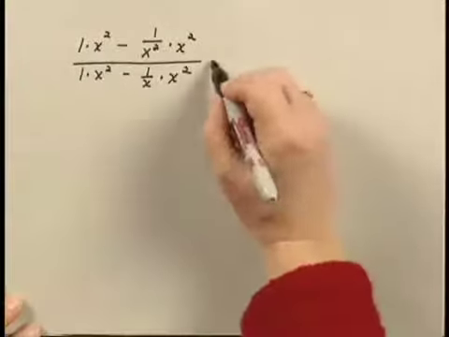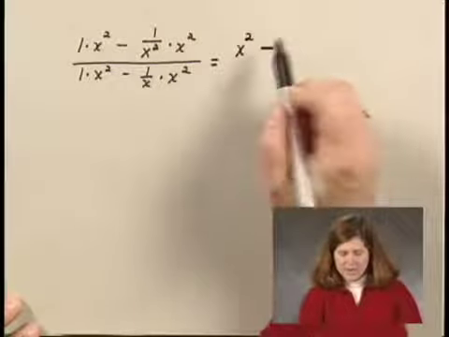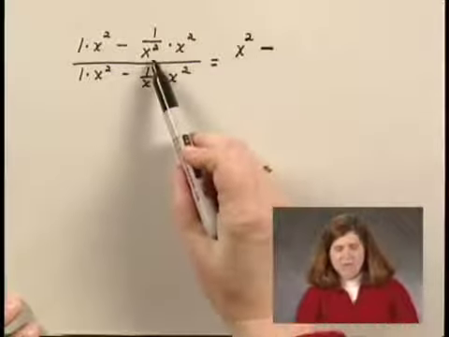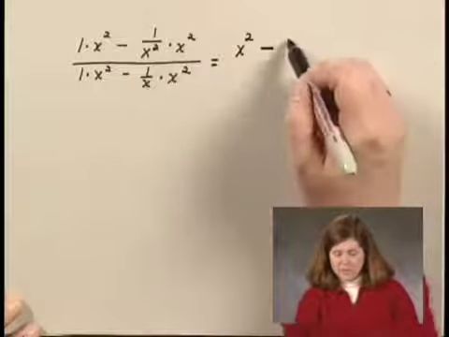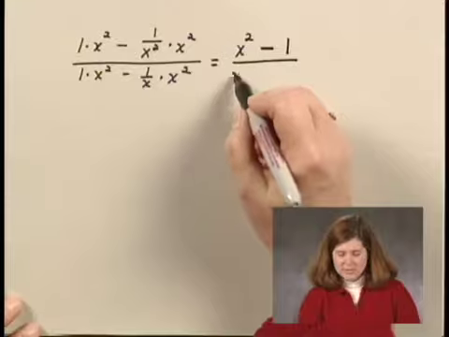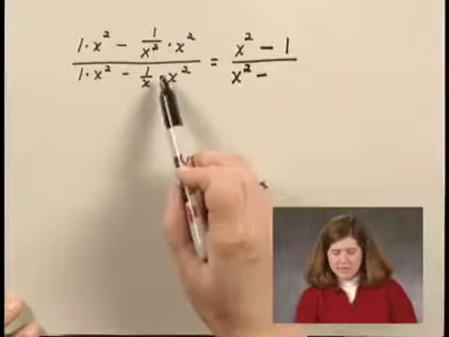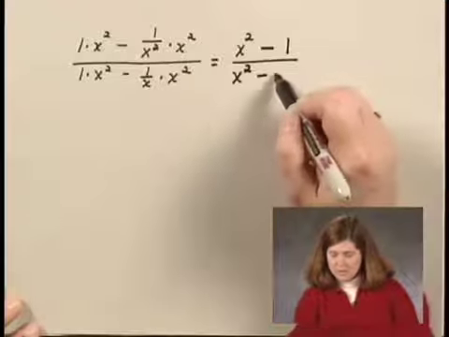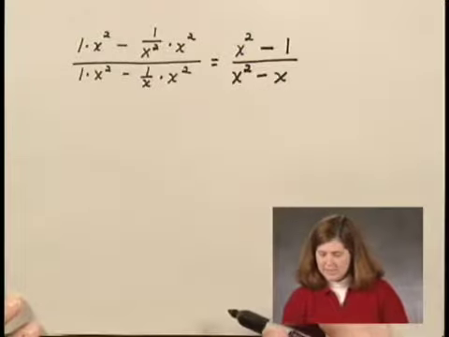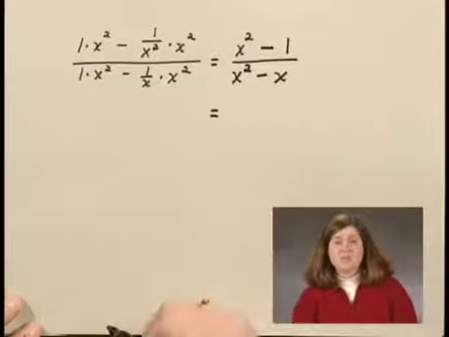1 times x squared is x squared, minus 1 over x squared times x squared is 1. 1 times x squared is x squared, minus 1 over x times x squared is x. Now I can factor in order to simplify.